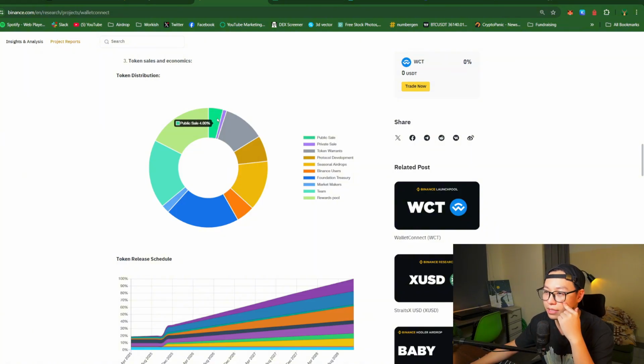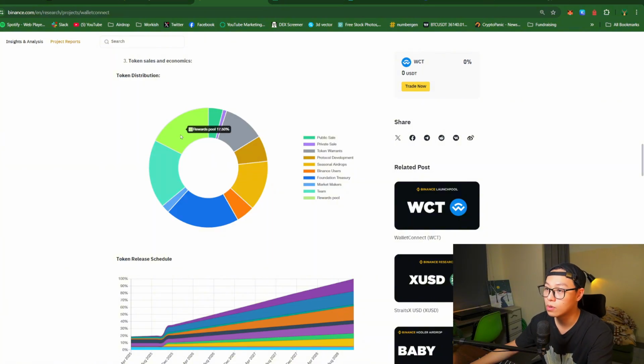First of all, the public sale is 4%, and then we have the private sale of 1%, and then the token warrants, 11.25%, protocol development, 7%, seasonal airdrops, that's perfect, 13.5%, because they do have airdrop season 1, and I think they're going to be having more seasons in the future, right? And then the Binance user, about 5%, Foundation Treasury, 20%, market makers, 2.2%, the team, 18.5%, quite a lot.